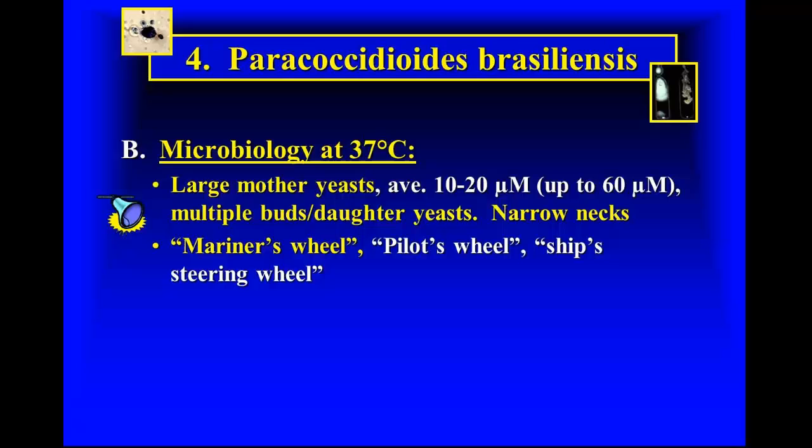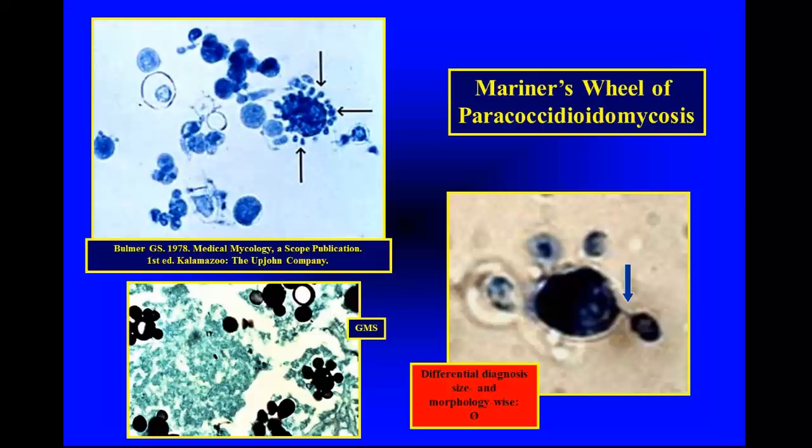In this case, it had a horrible, very inflammatory reaction by paracocci, by biopsy and by culture. This one is totally pathognomonic. Nothing looks like this ever in your practice or mine. Large mother yeasts with many daughter yeasts connected by a narrow neck. We call that the mariner's wheel, pilot's wheel, or ship's steering wheel, and you see it right there.